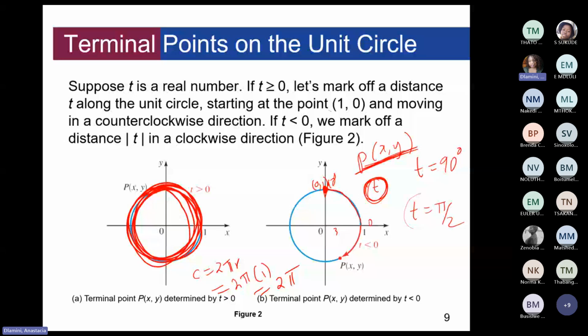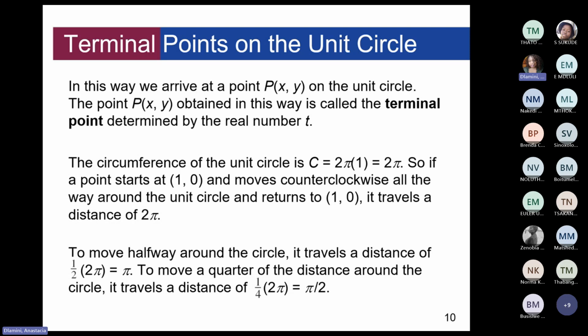So now they're saying the circumference of the unit circle is C equals 2 pi r, where our r is 1, so 2 pi times 1. So if a point starts at (1, 0) and moves counterclockwise all the way around the unit circle, it returns to (1, 0). It travels a distance of 2 pi. Does that make sense?